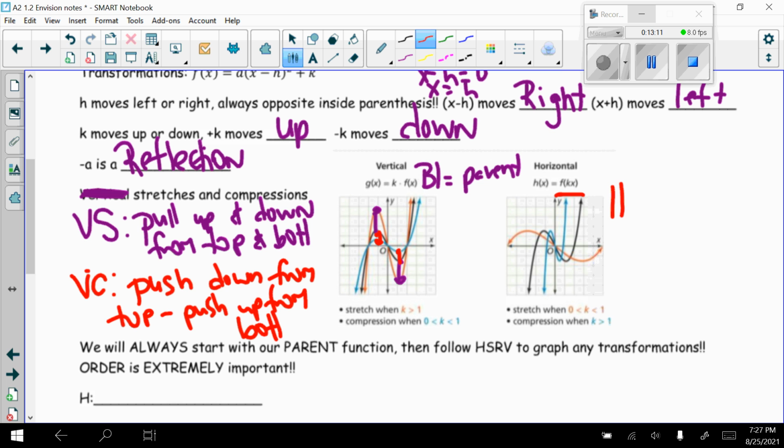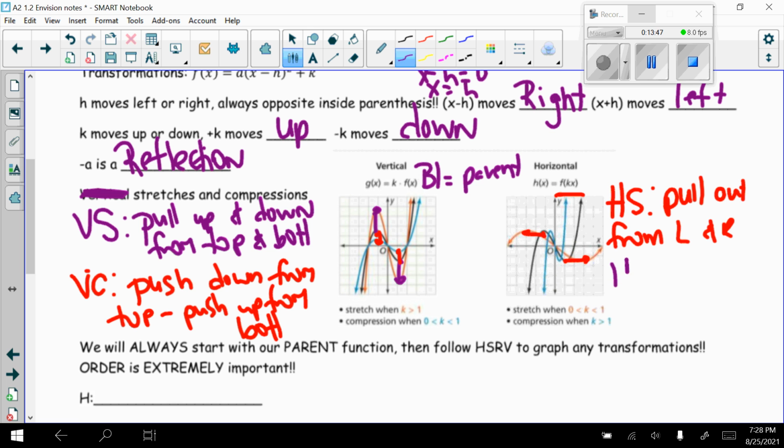So a horizontal stretch is when I'm pulling out left and right. So I pull out from the left and right. If I took that parent function, the black, and I stretched it horizontally, because remember horizontal is like the x-axis, I stretch it out, I'm moving right there. Bring this, and I stretch it out, I'm right here.